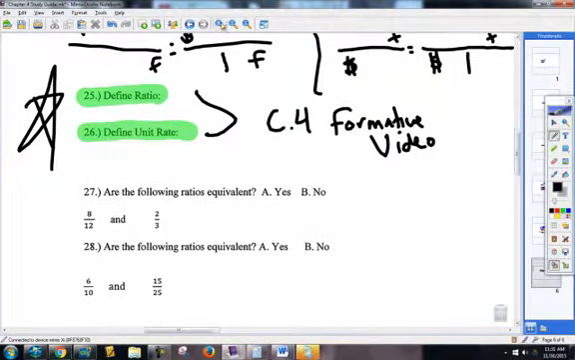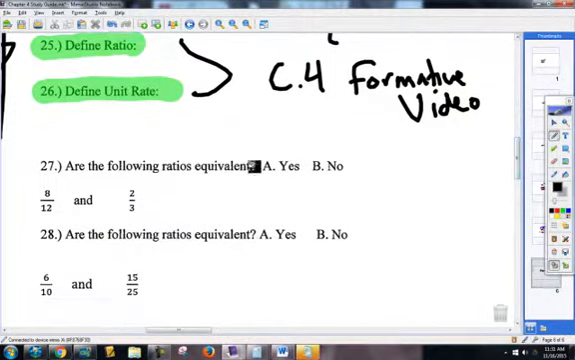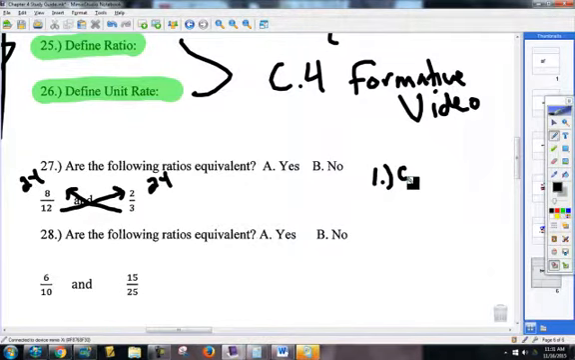Okay, and finally, we'll just do number 27. Are the following ratios equivalent? There are 4 different ways to check for equivalency, right? Yes. Let's check. Start with the first one. Cross products. Isn't that where we just multiply diagonally? 12 times 2 is 24. 3 times 8 is 24. That's called cross products. You may want to write this again, even though it's in your notes. Okay?